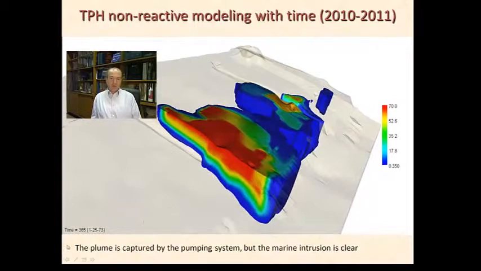Finally, after 1 year of simulation, we can affirm that our model indicated that the plume is captured by the pumping system. But at the same time, an important action has been due to the marine intrusion, which is clearly affected by the chloride model, our coastal area and our pumping system. This reduced the efficiency of the pumping system because you are pumping not only the polluted groundwater but also some marine water coming from the intrusion.